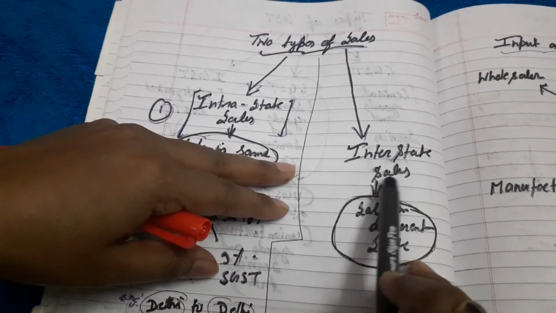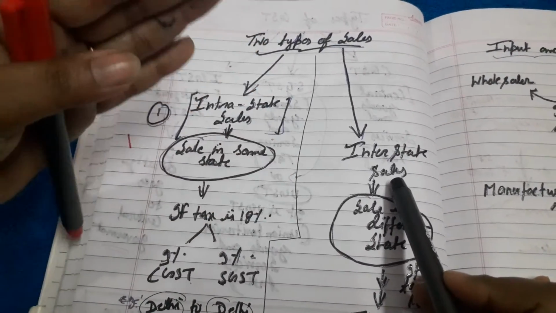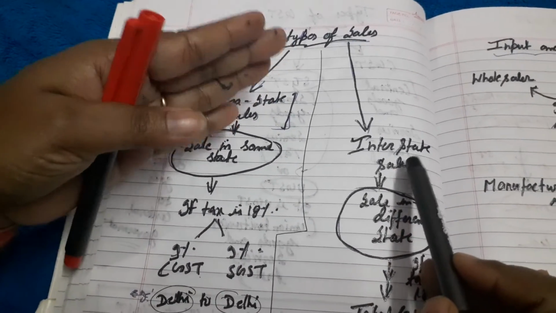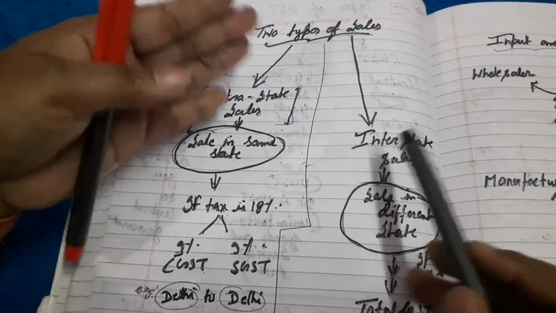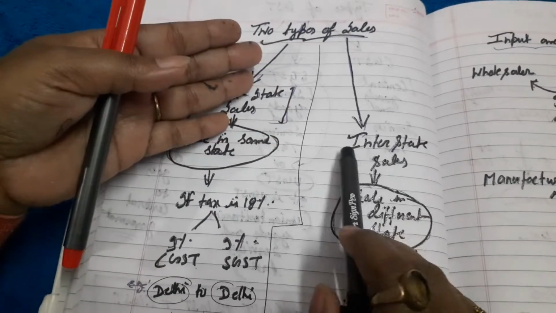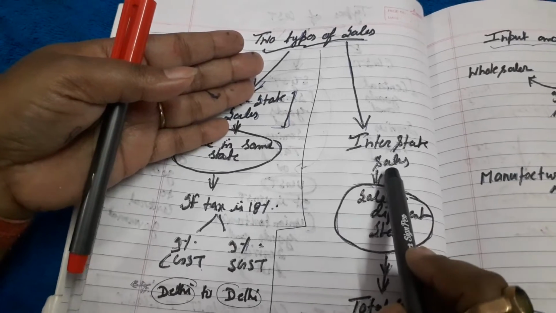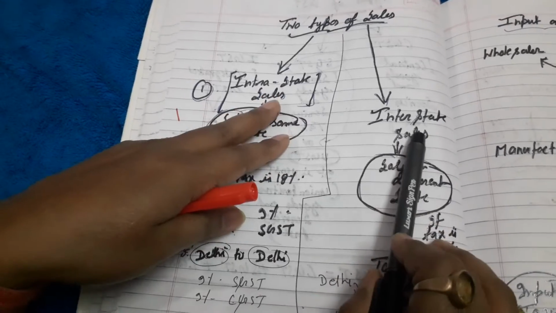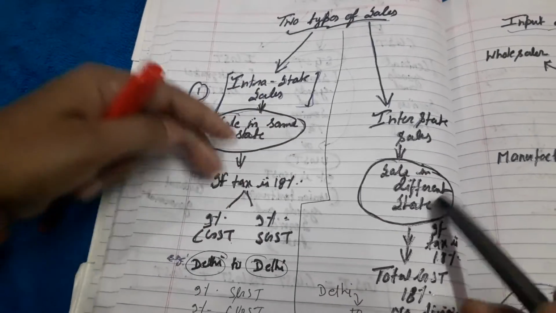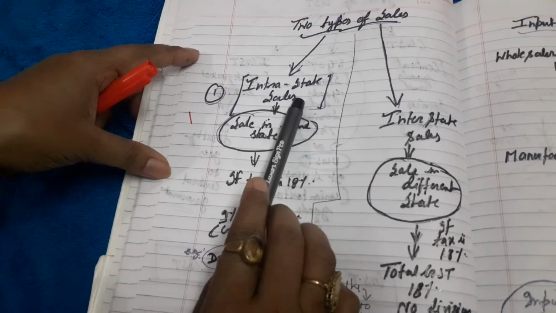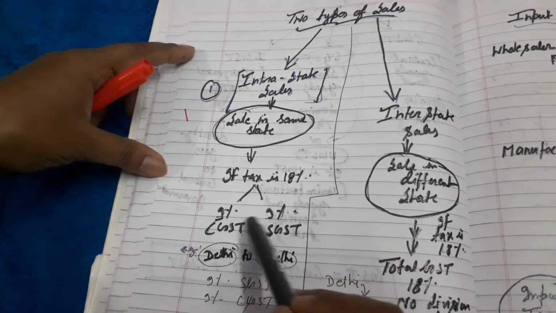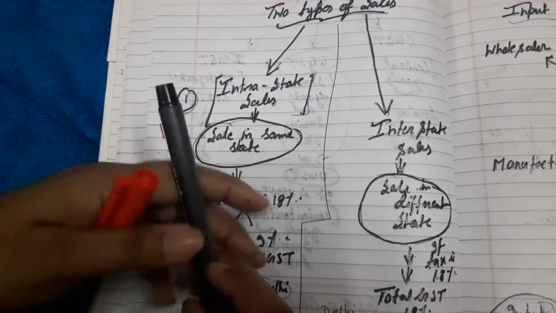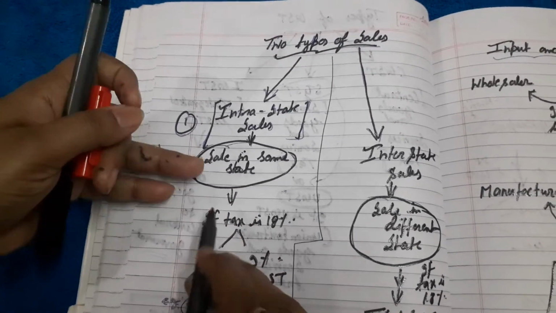And what are interstate sales? You just think that the shopkeeper is of Delhi but he is selling his item to a person who belongs to Tamil Nadu. This type of selling is called interstate sales. So why are we learning the names of selling? We are going to learn that. If the selling is intrastate, then our GST will be divided into two equal parts. If selling is in the same state, then our GST will be divided into two equal parts.